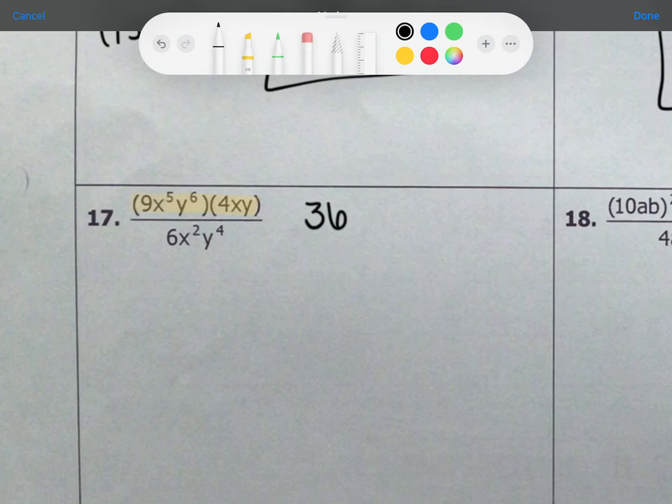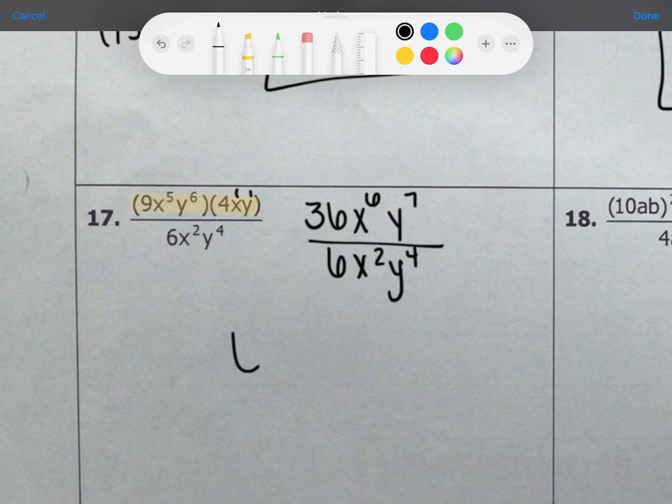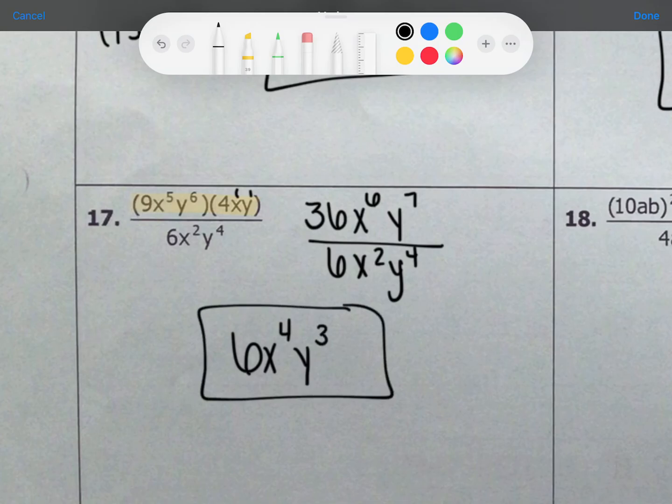So I'm combining the stuff on top first. 5 and 1 is 6. 6 and 1 is 7. Okay, because you remember that those are 1s, and you add them together when you multiply. On the bottom, I see you guys erasing and fixing. That's okay. Divide. 36 divided by 6 is 6. Subtract those x's. Subtract those y's. Anybody get it right? Fantastic.